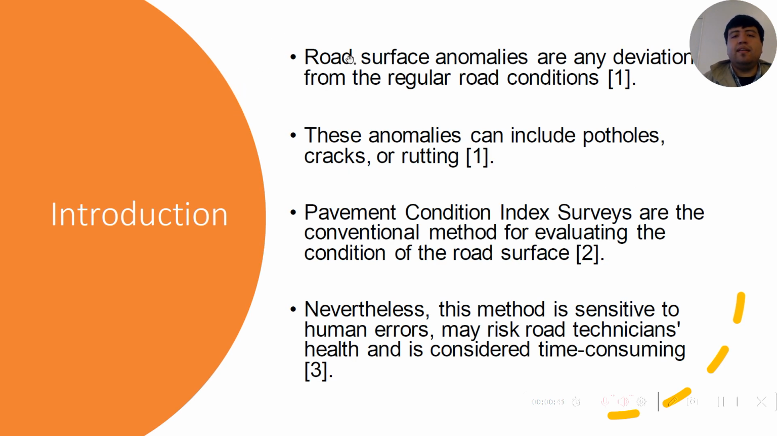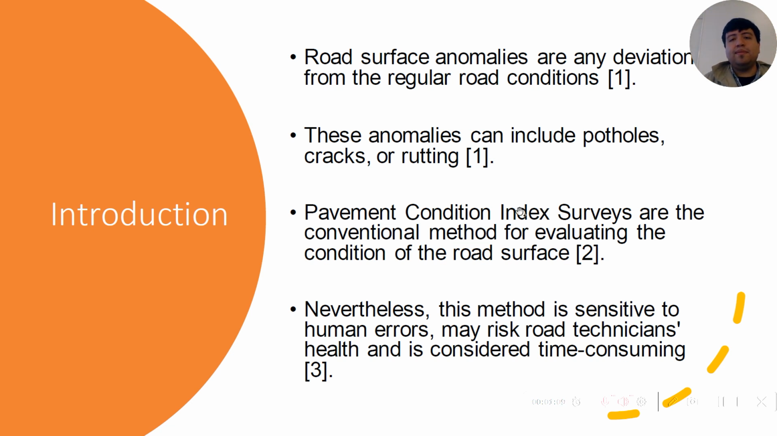So first of all, it is important to know that road surface anomalies are any deviation from the regular road conditions. These anomalies can include potholes, cracks, and rutting. The traditional way in which road surface anomalies are evaluated is through pavement condition index surveys. Nevertheless, this method is sensitive to human errors, may risk the road technician's health, and is considered time-consuming.